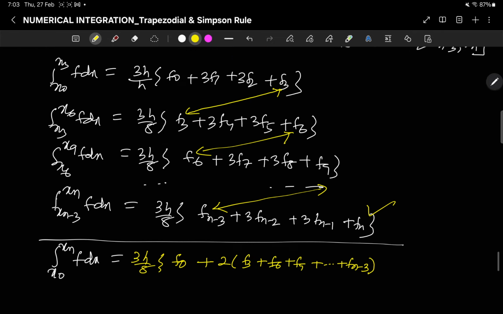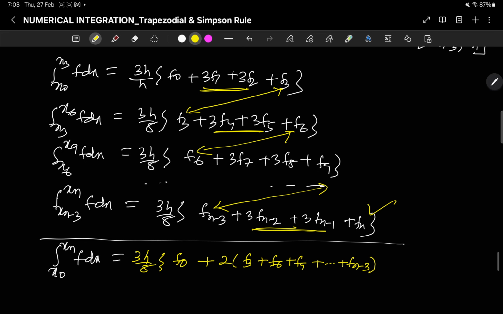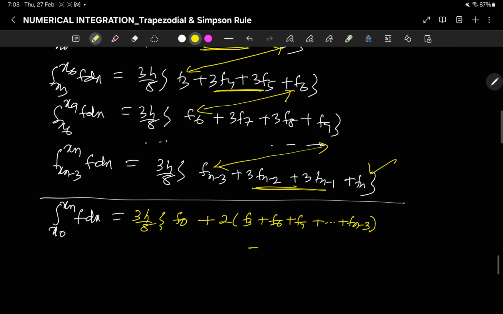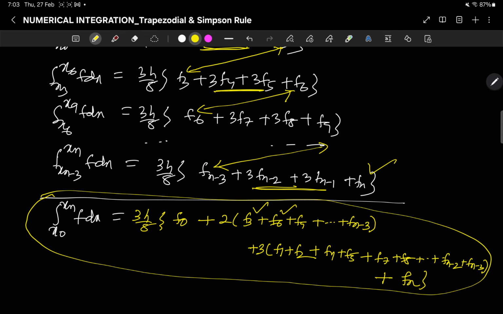Okay, and the middle ones 1, 2, then 4, 5, these are all 3 times, right? Then plus the remaining 3 times f1 plus f2, then f4 plus f5, and f7 plus f8. If you continue, it will be up to fn minus 2 plus fn minus 1, and the last one is single, the last one is fn. Okay, so this is the necessary formula for Simpson's 3/8 rule.